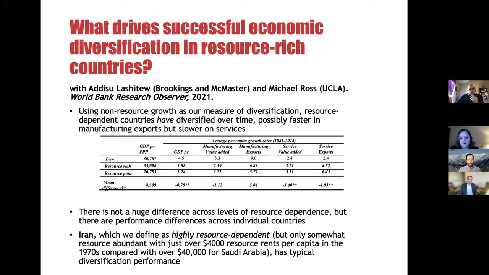So this little chart shows how we compare countries that we classified as resource rich in the 1970s versus resource poor, and then their performance in these different measures of diversification over the next 35 years. As you can see here, looking at manufacturing value added, or in other words, the domestic side of manufacturing, resource poor countries had a higher per capita growth rate. Manufacturing exports, the numbers flip. So resource rich countries actually had a higher growth in manufacturing exports.